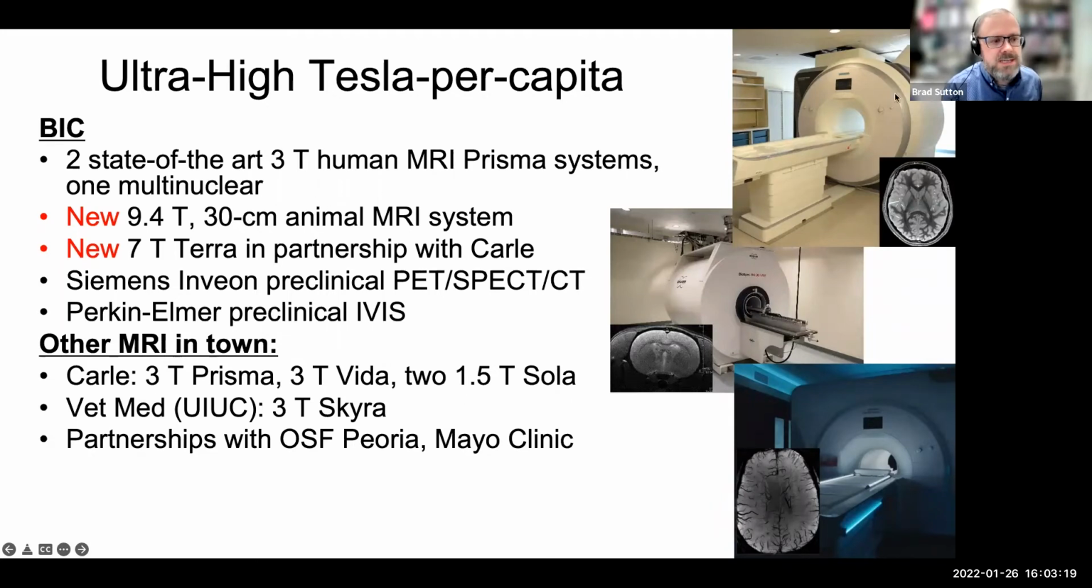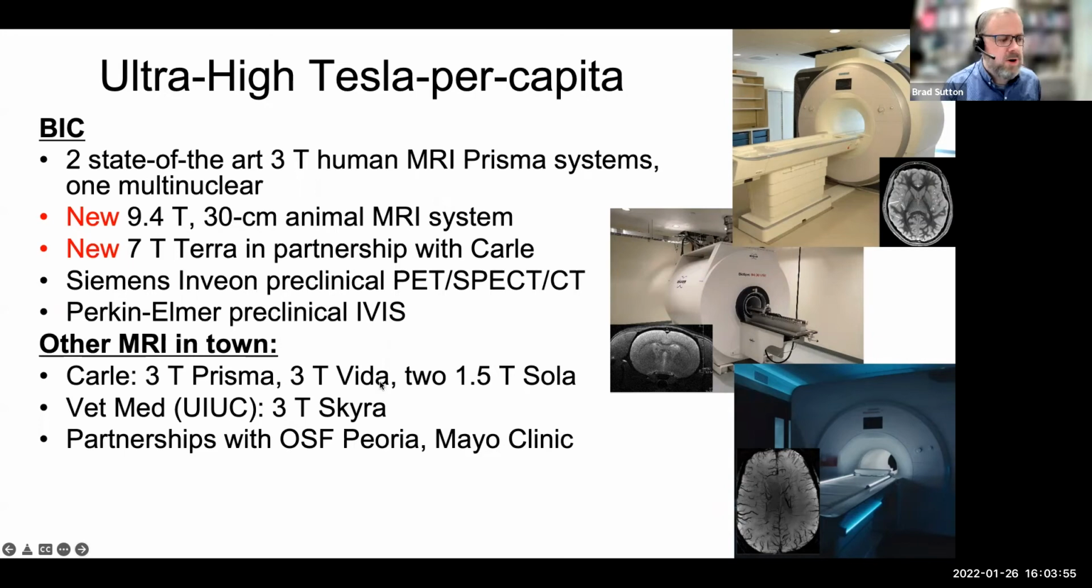We have two state-of-the-art 3T MRI systems in BIC, but over the pandemic here, we've added a 9.4T 30 centimeter animal MRI system shown here, and a 7T in partnership with Carl. And these are really unique technologies that will allow us to unlock new neuroscience problems and answers, and be able to see things like we haven't been able to see them before. And we add to our existing technology. We have a PET SPECT CT system in BIC also, and a fluorescence system too. So it's a really great complement of technologies to go see exactly what you're interested in for your neuroscience question.